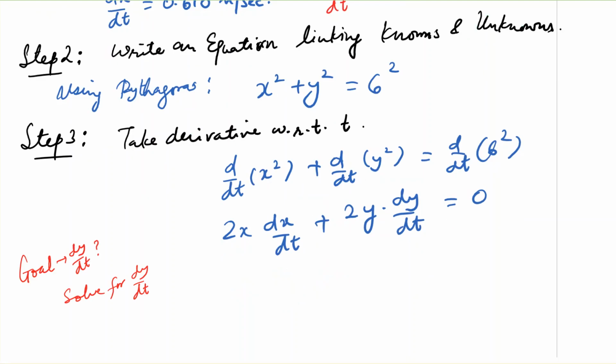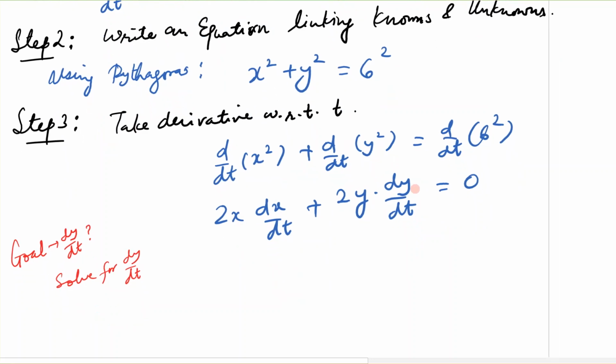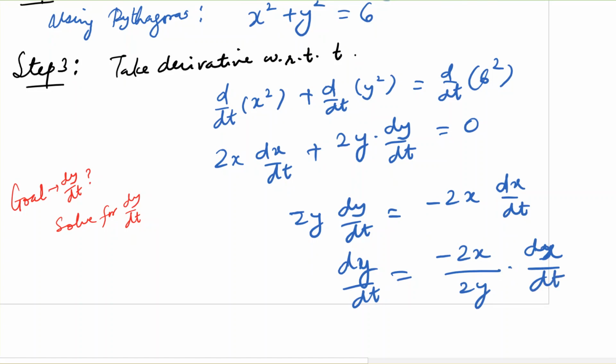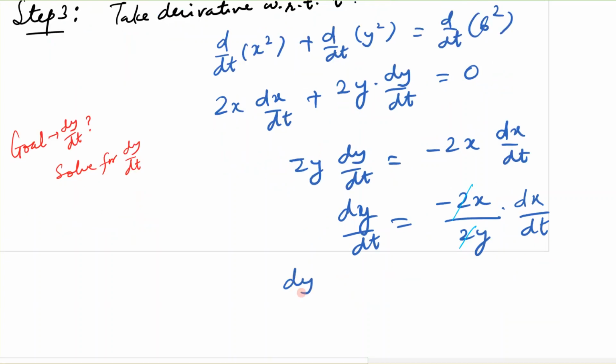Since our goal is to find dy over dt in the end, we're going to solve this equation for dy over dt. Bringing the dy over dt term to one side, 2y dy over dt is equal to negative 2x dx over dt. Now dividing both sides by 2y, we get negative 2x over 2y times dx over dt. The 2s cancel, so we get dy over dt is equal to negative x over y times dx over dt. And this is our related rate equation.